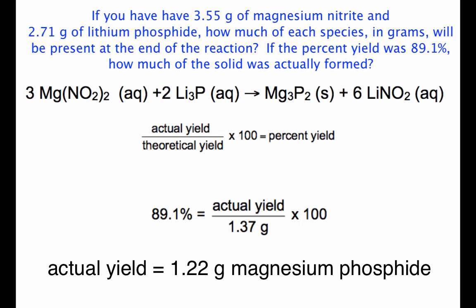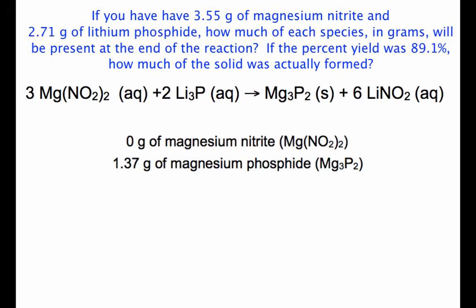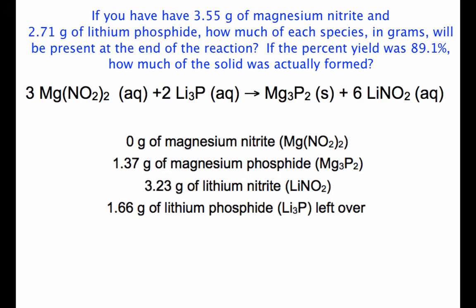Consolidate your answers. Since I'm not going to go through your work, please put your answers together in the box. I have 0 grams of magnesium nitrite, 1.37 grams of magnesium phosphide, 3.23 grams of lithium nitrite, 1.66 grams of lithium phosphide left over, and the actual yield is 1.22 grams.